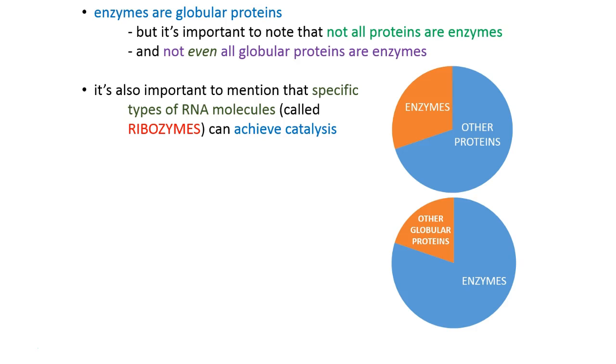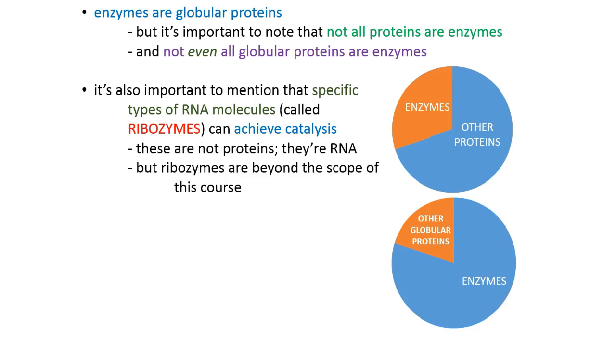So ribo for the RNA part and zyme for the enzyme part. These are catalytic RNAs. They're not proteins, they're RNA, but they definitely catalyze chemical reactions. We won't say anything more about ribozymes in this course because this is a protein biochemistry course, but do know that ribozymes are out there and they do amazing things themselves.